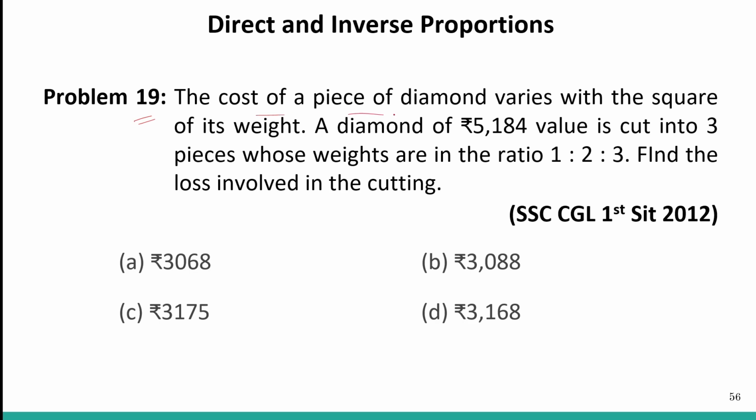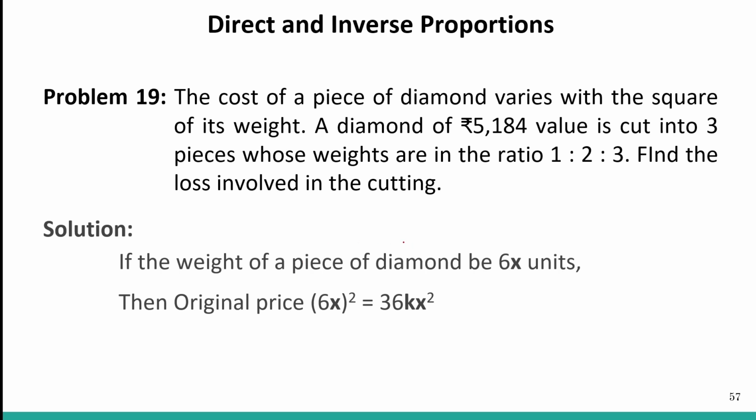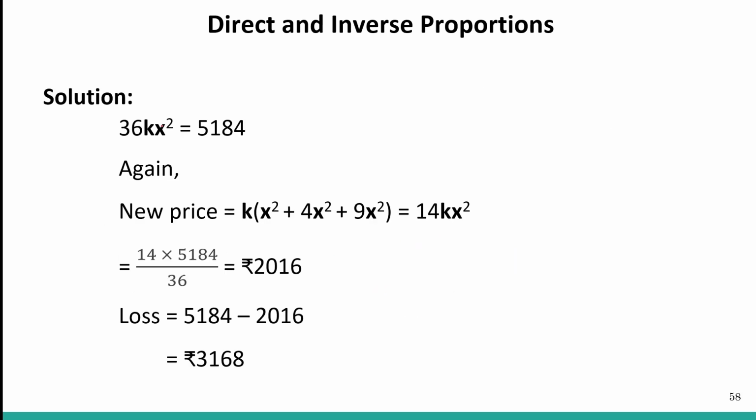So the cost of a piece of diamond varies with the square of its weight. So a diamond of 5,184 value is cut into 3 pieces whose weights are in the ratio 1:2:3. Find the loss involved in the cutting. Okay, so this question has been asked in SSC CGL first sitting 2012. So the weight of the diamond will be 6x units. So the original price is 6x whole square is equal to 36k square. So again 36k square is equal to 5184. So new price is k into x square plus 4x square plus 9x square is equal to 14,000. Okay, so this is equal to 2016 and this much minus this much is equal to 3168.